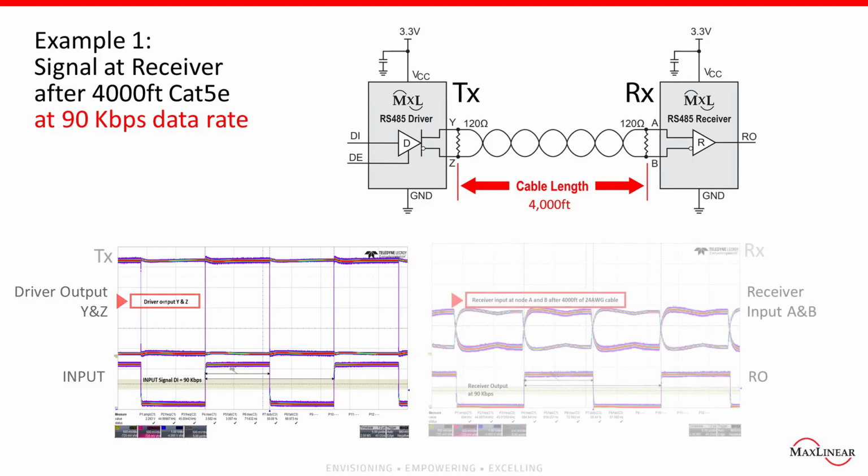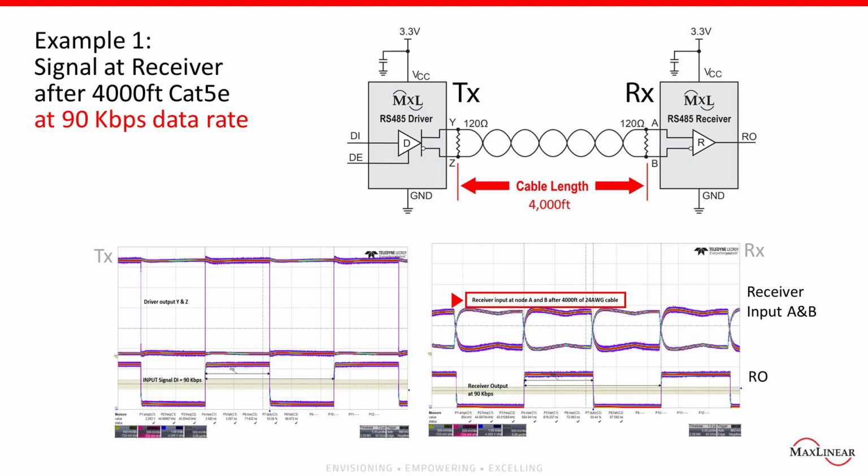On the right-hand side, after the 4,000 foot or 1,200 meter of 24 AWG Cat5e cable, the receiver sees rising and falling edges that look like an RC delay due to the long cable pairs. However, the receiver is still able to successfully receive the signal with no data errors. This is because the receiver is seeing rising and falling edges that fall within the 1/3 rule we discussed earlier.